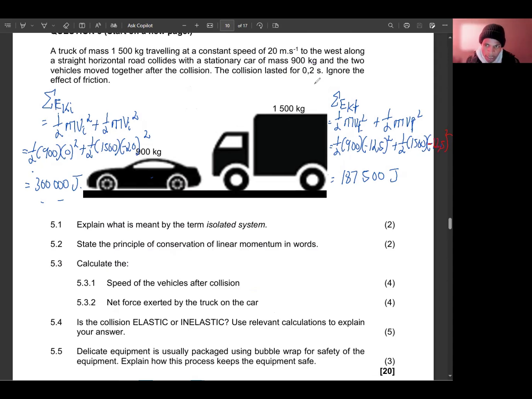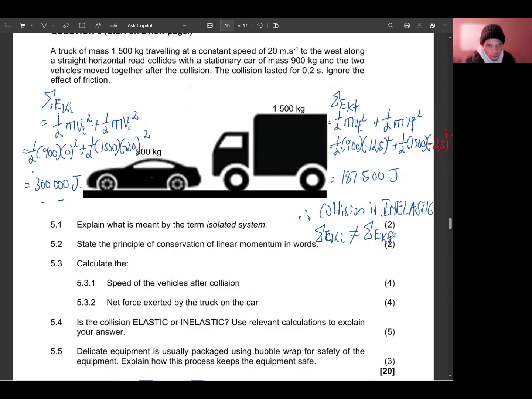So which is telling you that the collision is what? Inelastic. Because now that means some of the kinetic energy has been converted to other forms of energy during the collision and after the collision. So that means here we can then say, therefore, the collision is inelastic. Why? Because the sum of EK initially is not equal to the sum of EK finally. So that's the conclusion right there.